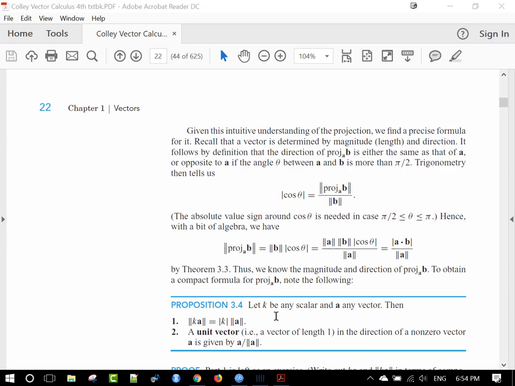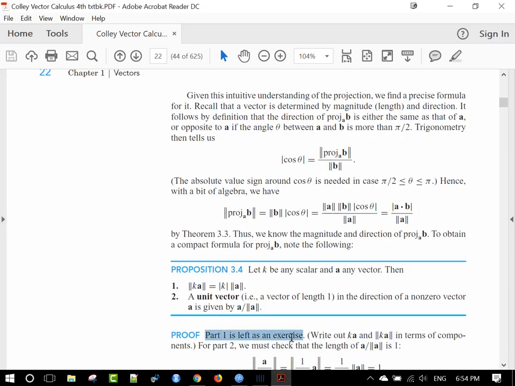They say, let k be any scalar and a any vector, then the length of ka can be written like this. And they say part 1 is left as an exercise. They say write out ka in terms of its components. Anyway, it just basically means that if you want to take k outside of here, you can do it, but you just have to take the absolute value of k times this. Okay, so we'll accept that, or you can try to do what they said.